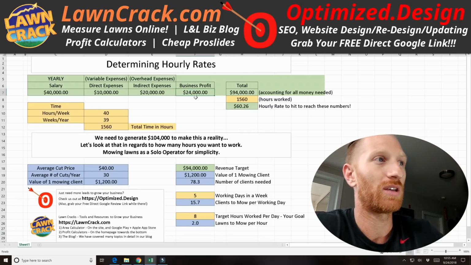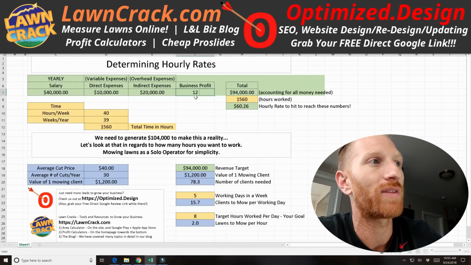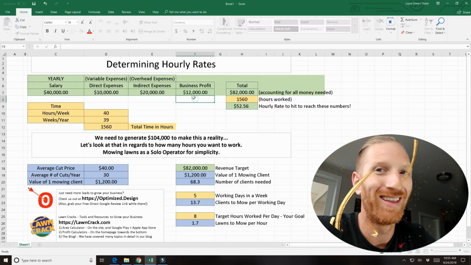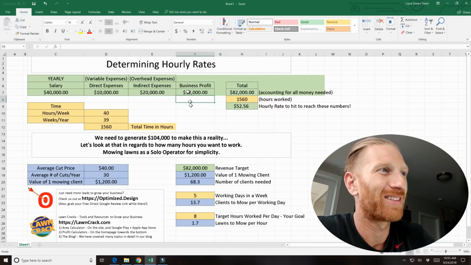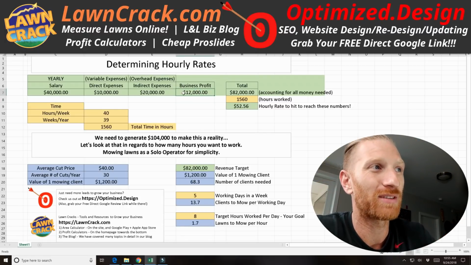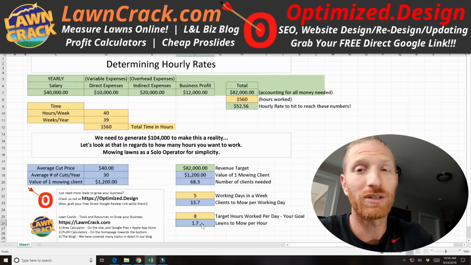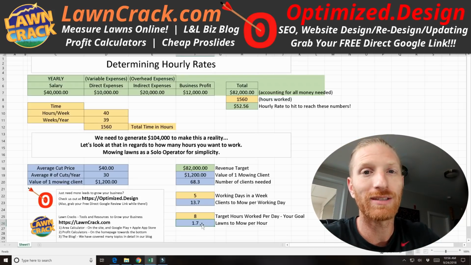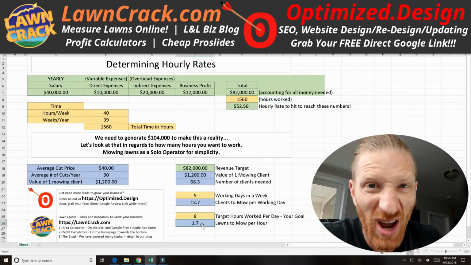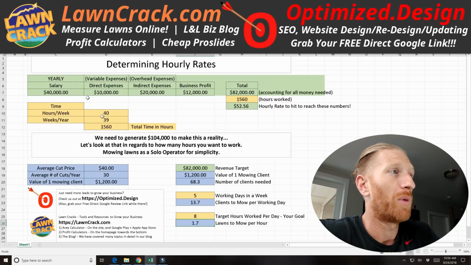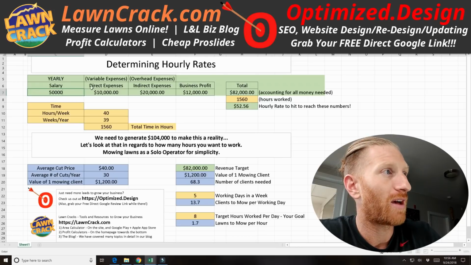Let's say it's fine if your business only profits $12,000. Now you only need to cut 1.7 lawns per hour. So this just goes back into how important it is to have tight routes, to have your lawns priced properly and stuff like that. But let's bring these numbers back to how they were.